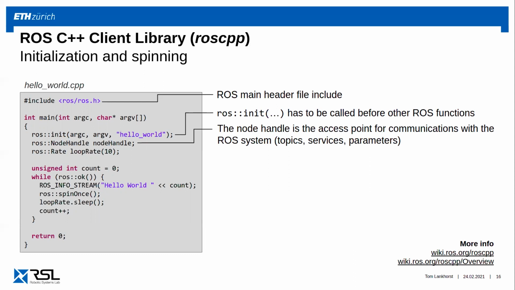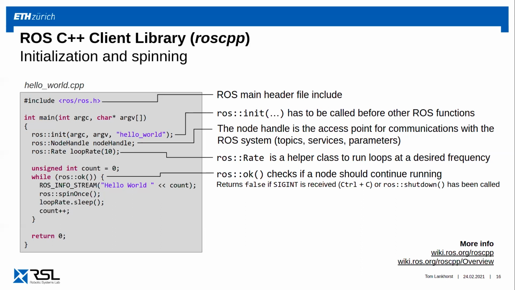What we see then is the node handle. The node handle acts as an access point to the ROS network. You can pass your node handle around in your application to give different parts of your application control over the communication with the rest of the ROS network. In this case, we use the ROS rate class to create a rate instance where we can define a specific frequency, which we will use in the following loop.